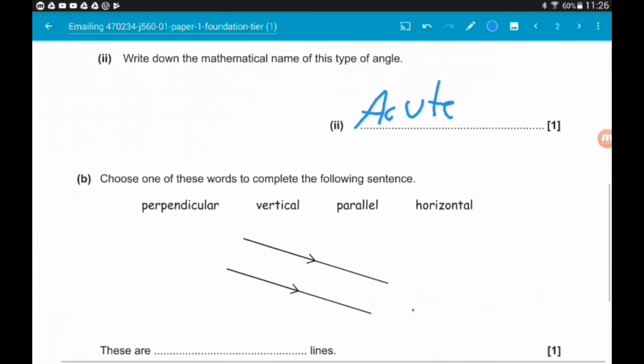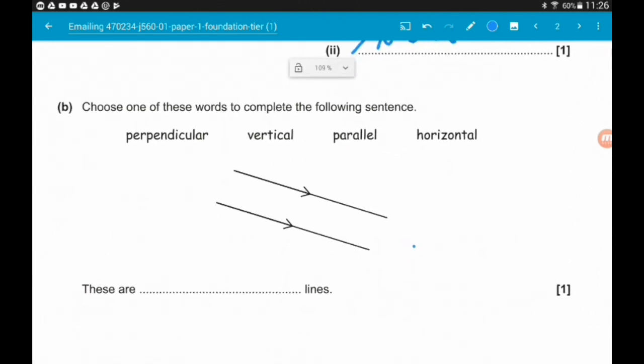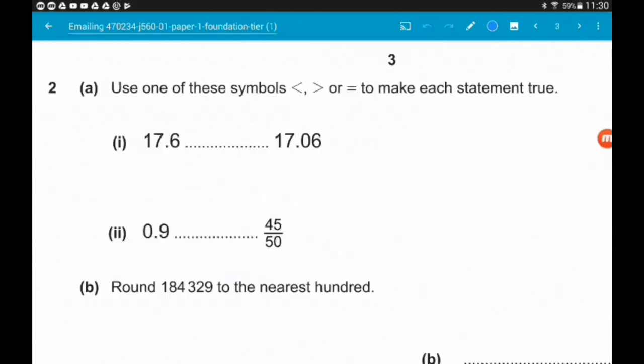Part B wants us to choose a word from the list to describe these lines. The little arrows on them mean that they are parallel. So these are parallel lines. Good times.